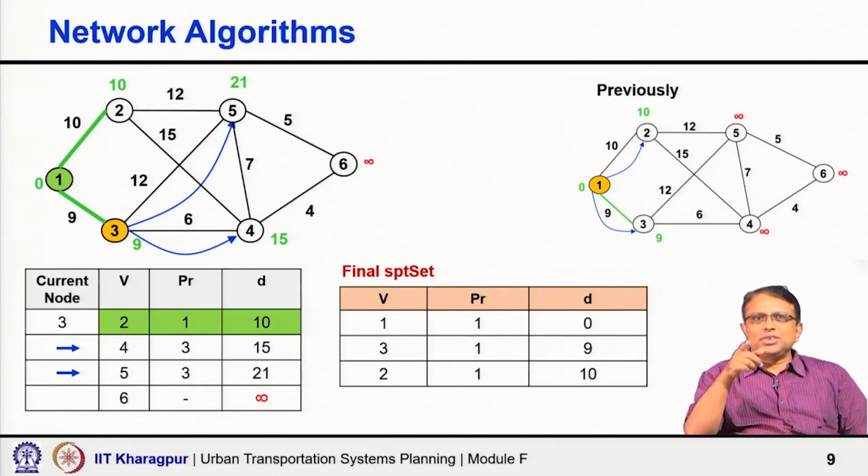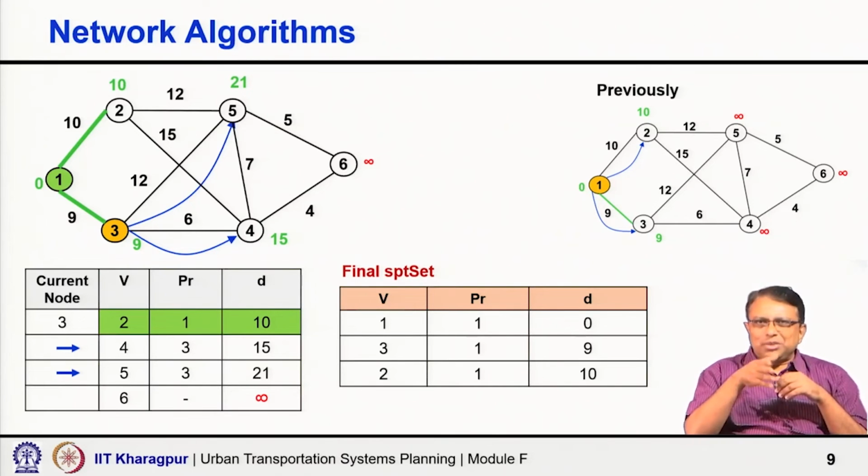21 is lesser than infinity. So, I will change the temporary level. For 5, the predecessor becomes 3, cost 21. For 6, I have no information till now. So, as per my temporary level, my costs are 10, 15, 21 and infinity.